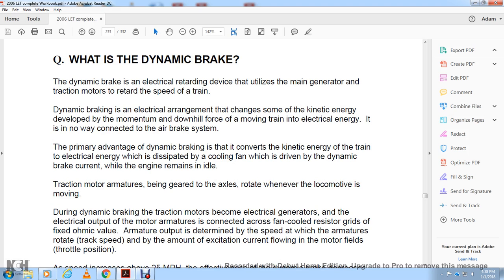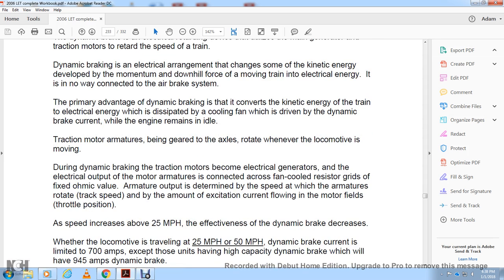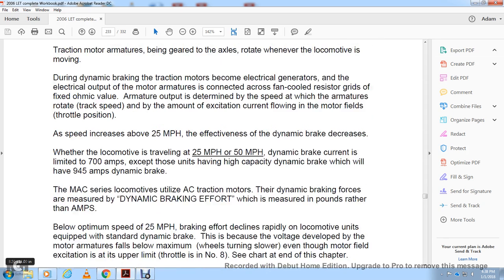The armature output is determined by the speed at which the armatures rotate, the track speed, and by the amount of excitation current flowing through the motor field, set by the throttle position. As speed increases above 25 miles an hour, the effect of the dynamic brake decreases, when the locomotive is traveling between 25 and over 50 miles an hour. The dynamic braking current is limited to 700 amps, except for units having the high capacity dynamic brake, which will have 945 amps.